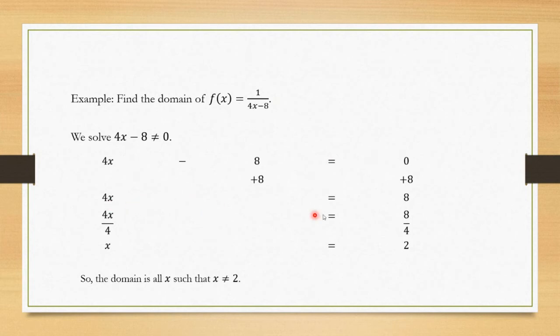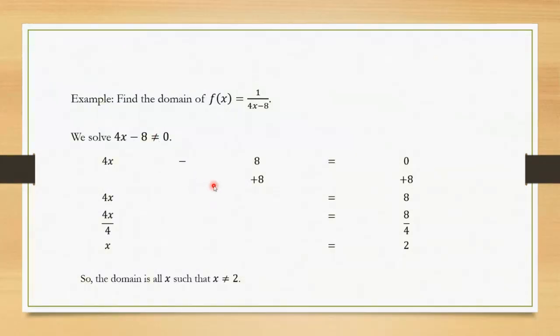And we get 4x equals 8. Then we divide both sides by 4, right? Because again, for solving this equation, we want to know what x is. So we're getting x all alone. Divide by 4, we get x equals 2.